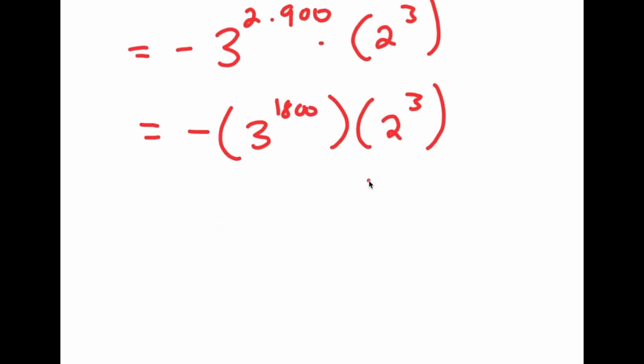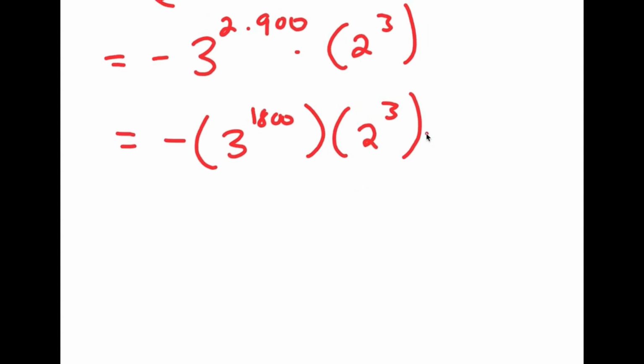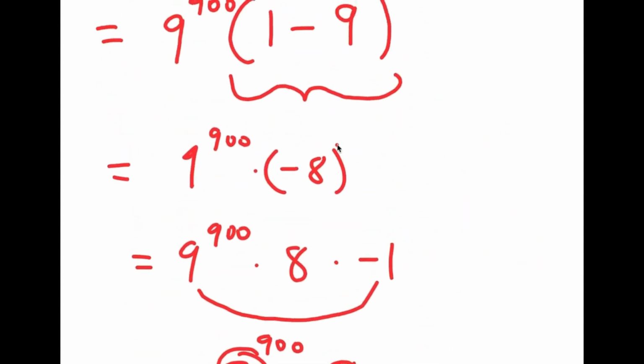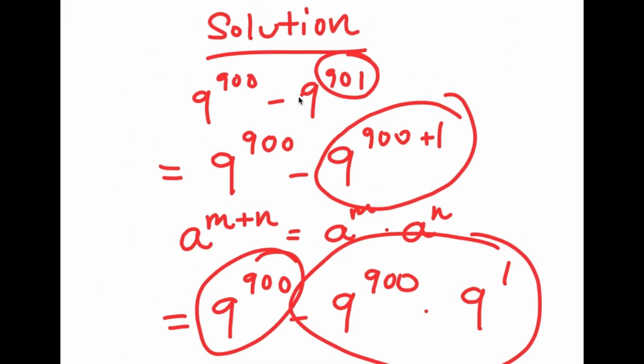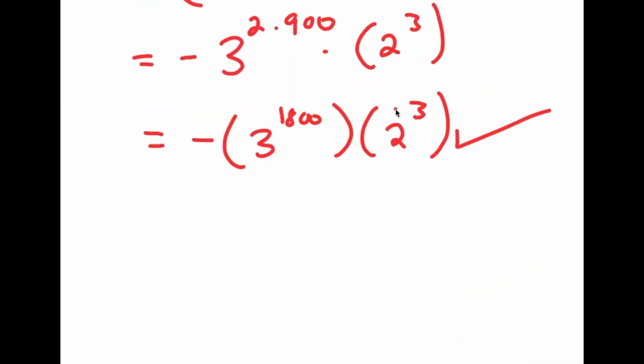So this is our answer in its most simplified form. If you want, you can try putting in 3 to the power of 1800, but that number is way too big for any calculator to actually be able to output. So this is the simplest form that we can put our answer in. So that is our answer to 9 to the power of 900 minus 9 to the power of 901, and see how big of a difference it is.